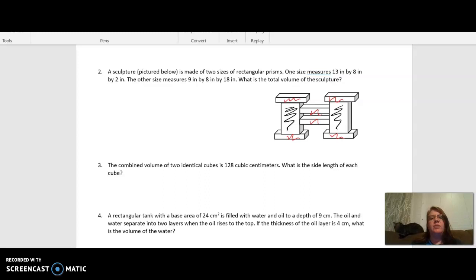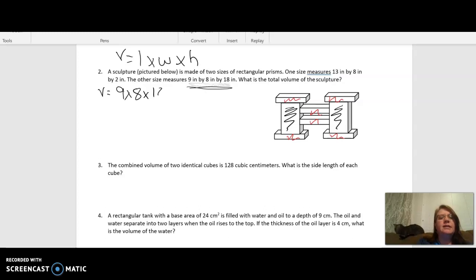Okay, so let's start with the big ones. Let's go back to these ones that I colored in black. And those were 18 by 9 by 8. Okay, so does it matter which order we put them in? Again, it doesn't matter. So volume equals length times width times height, right? So the volume, doesn't matter which order, is 9 by 8 by 18.